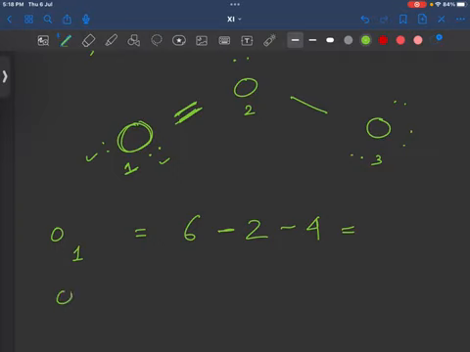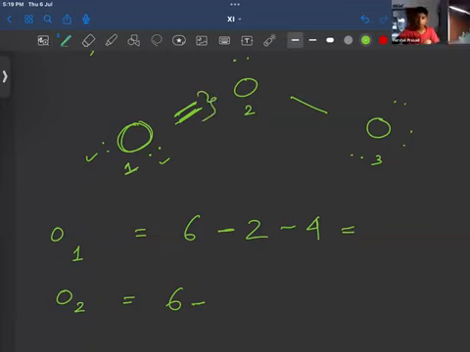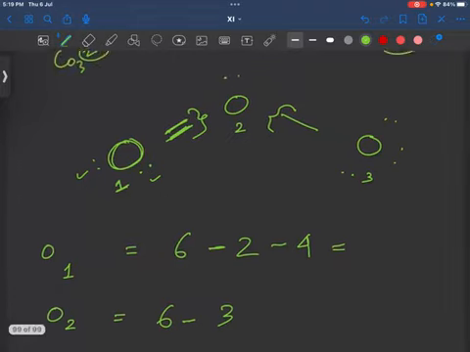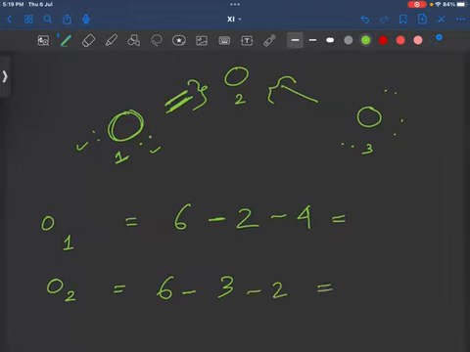Okay. Now let's calculate for O2, the oxygen which is marked as 2. How do you do it? How many valence electrons? 6. Minus how many electrons are involved in bonding? Look carefully. It is 3: 2 from here, 1 from here. Or how many electrons are present as lone pairs? 2. So what is its formal charge?